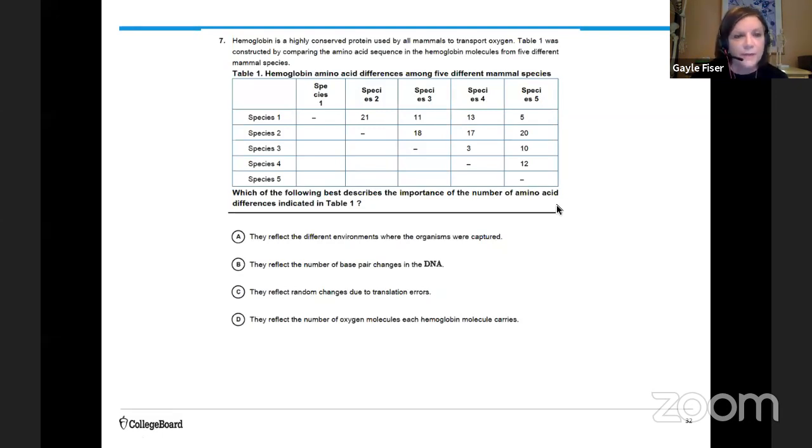Let me read it to you. Which of the following best describes the importance of the number of amino acid differences indicated in Table 1? A, they reflect the different environments where the organisms were captured. B, they reflect the number of base pair changes in the DNA. C, they reflect random changes due to translation errors. And D, they reflect the number of oxygen molecules each hemoglobin molecule carries.